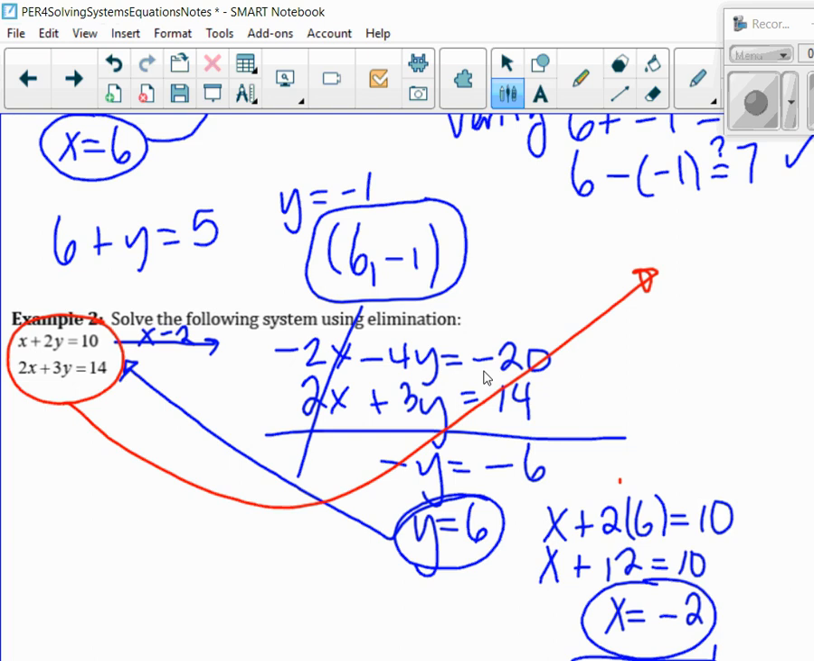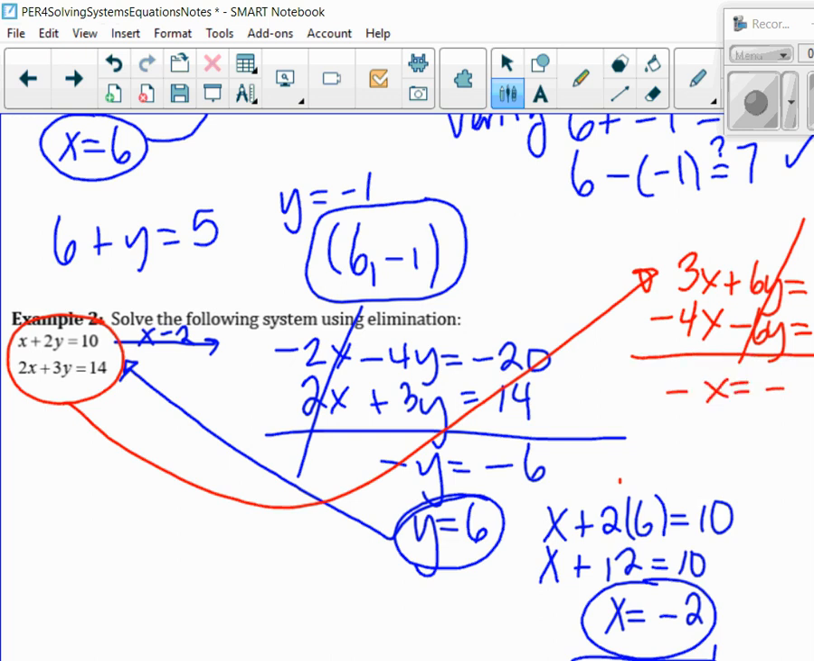I'm going to multiply the top by 3, so I get 3x plus 6y equals 30. And then the second equation, I'm going to multiply by negative 2, so I get negative 4x minus 6y equals negative 28. Do you see now these would eliminate, right? And I'm left with negative x equals positive 2, so x equals negative 2. And then I'd sub in to get the y's. It doesn't matter what you choose to eliminate. It doesn't always have to be x. I only chose x because then I'd only have to multiply the first equation by something. Okay?